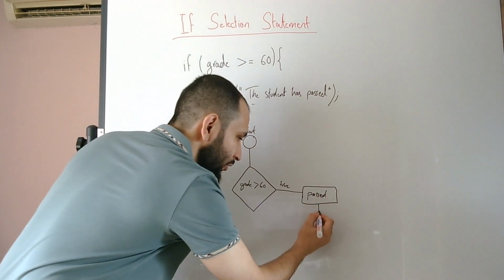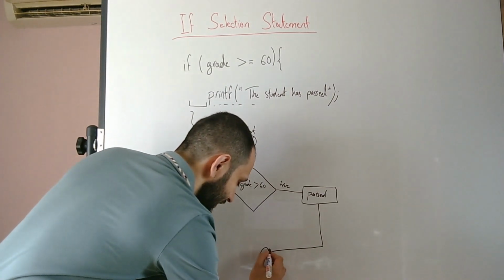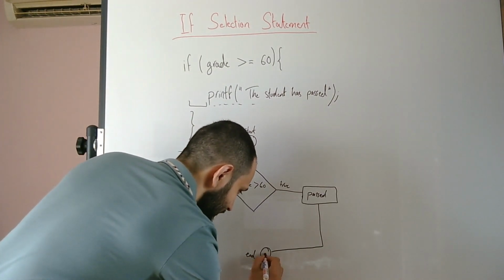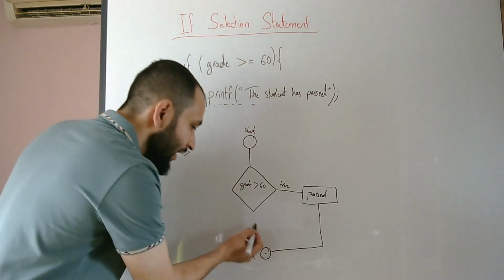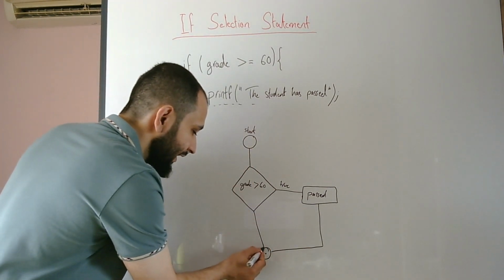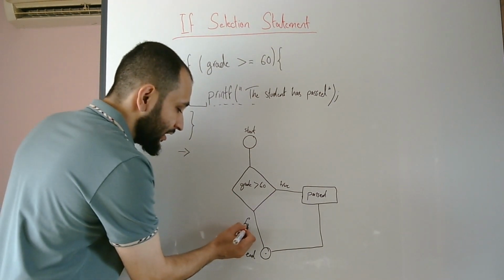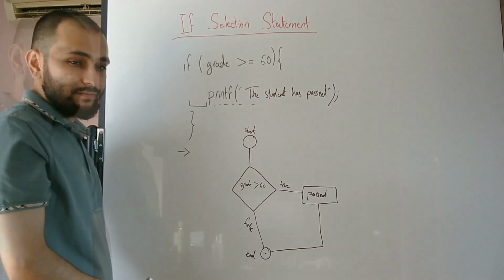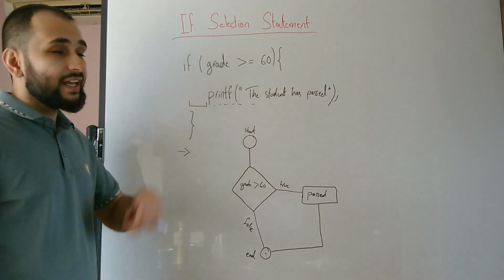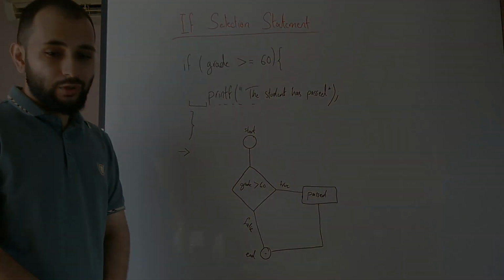And then the program will come to an end. So this is the end of our program. But if this condition is false, the program will directly come to an end. So this is the flowchart for an if statement. So that's it for the if selection statement. Let's go and see an example on my laptop.